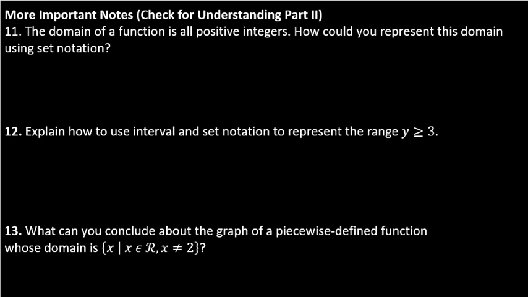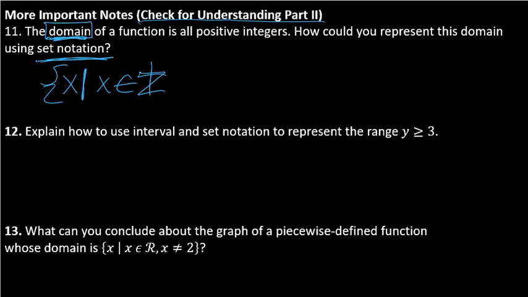Okay, so we're doing our check for understanding here, part 2. The domain of a function is all positive integers. How could you represent this domain using set notation? So the domain is x, and we're using set notation. So curly bracket x bar, because we're talking about domain, right? And it's all positive integers. Okay, so that means that x is an element of Z, set Z.